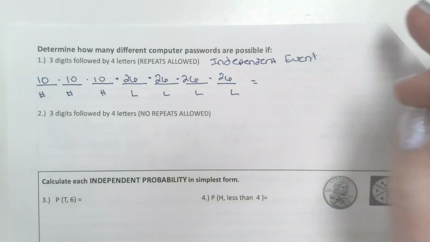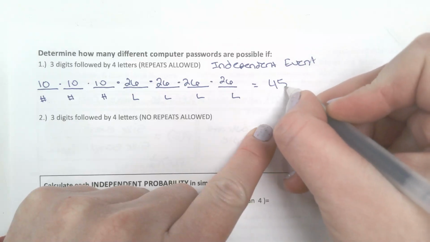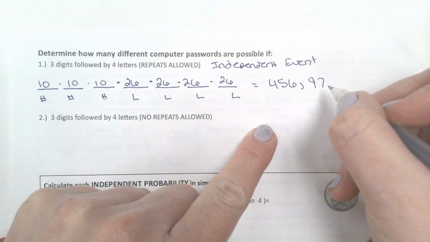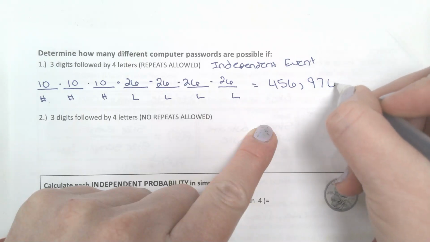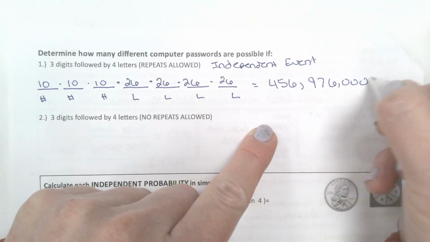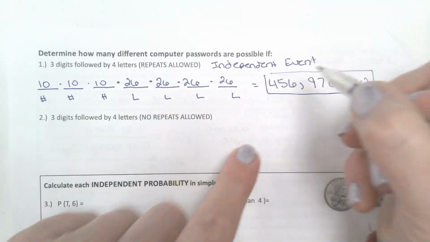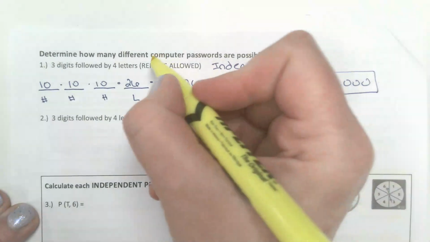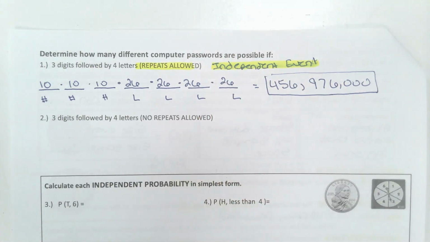I'm going to keep this video and this lesson going. You should get 456,976,000 possible passwords. All right, so when we had repeats allowed, this was an independent event.